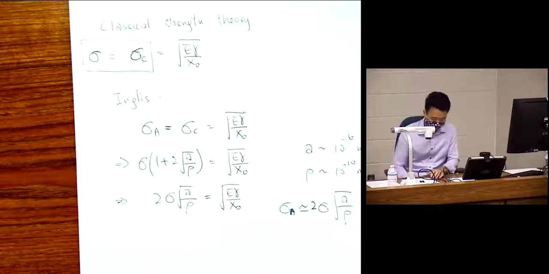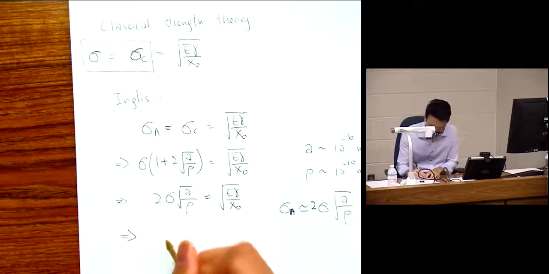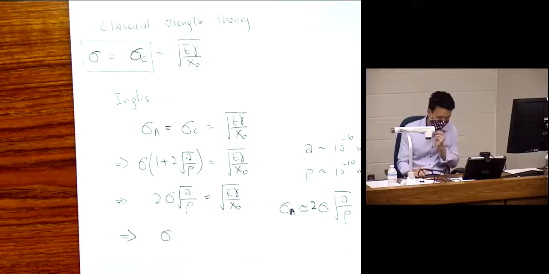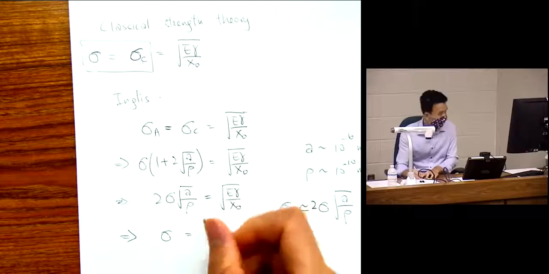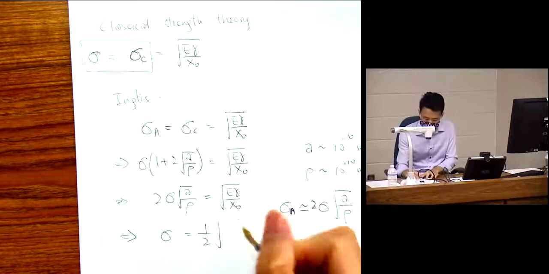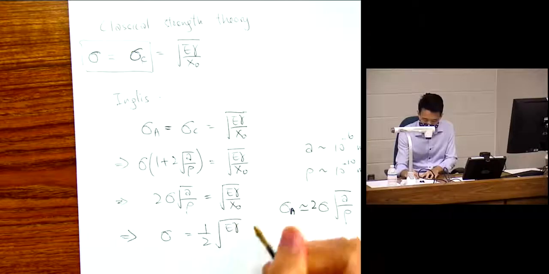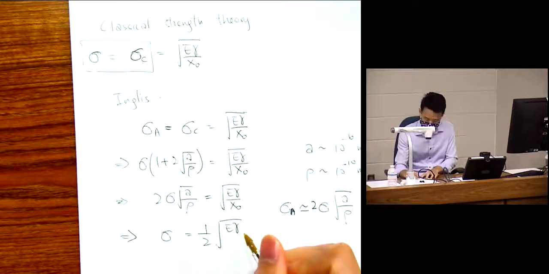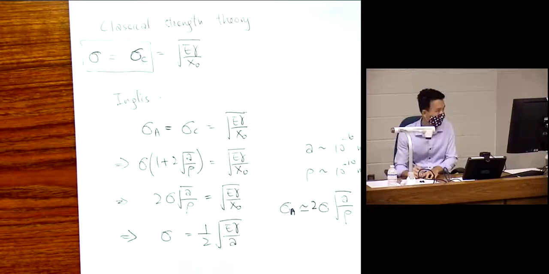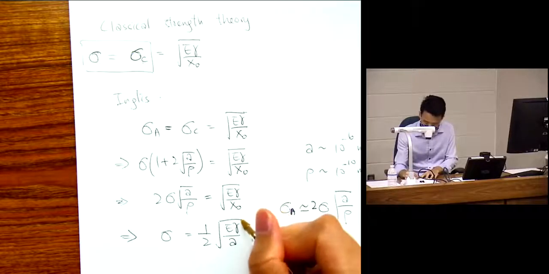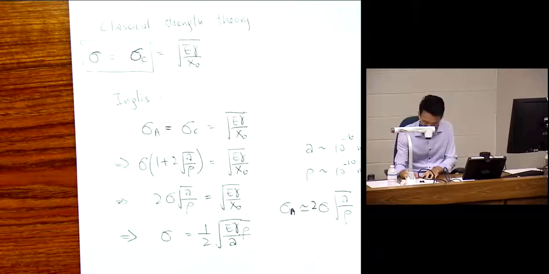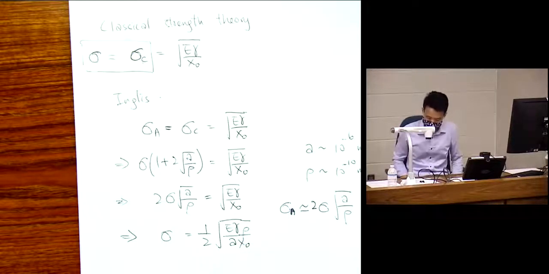Okay, let's keep going, because I want to find out what is sigma. If you just manipulate or get around the algebra, this is simply E gamma over A, and we have rho.